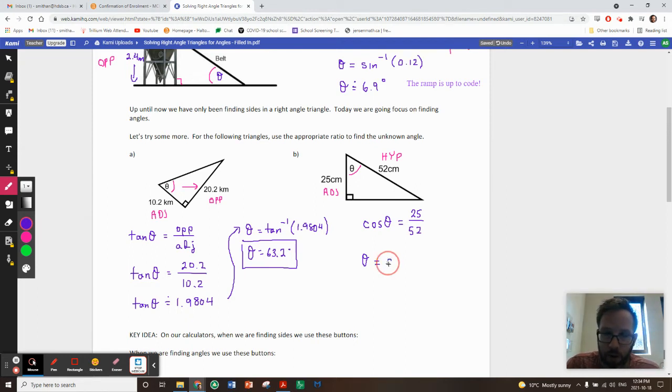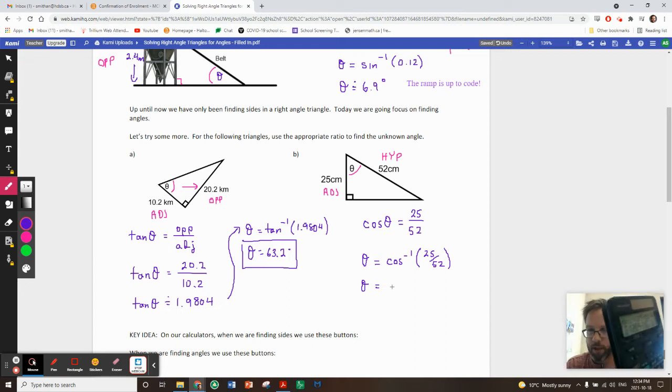So to get theta, we know we're going to be doing the cosine inverse of whatever 25 divided by 52 is. And those of you with a scientific calculator should have no issues punching that in. And it will just spit out your angle. And again, this is what I would consider to be the minimal amount of work. So as you can see, I can punch that in all at once, just making use of brackets on my calculator. Cosine inverse of 25 over 52. I got about 61.3 degrees.